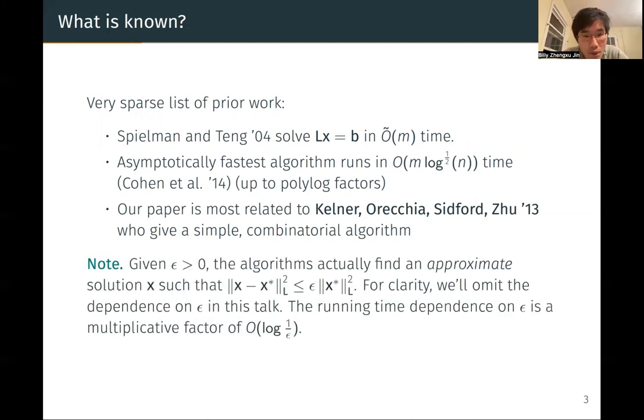Before we move on, just a small note is that all of these algorithms and also our algorithm are not going to solve these systems exactly. Rather, given a value of epsilon, the algorithms will find an approximate solution x that satisfies this inequality, where x star is the optimal solution to the linear system. But for clarity, we'll omit the running time dependence on epsilon in this talk. It'll turn out that the dependence will be a multiplicative factor of O of log 1 over epsilon.